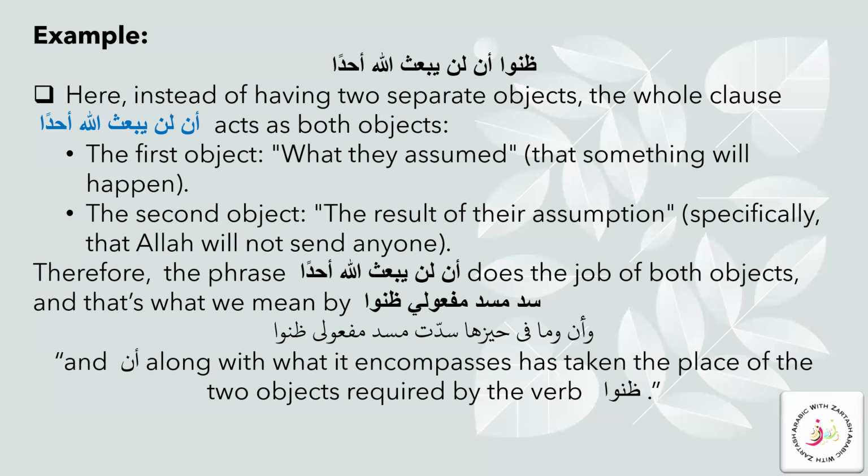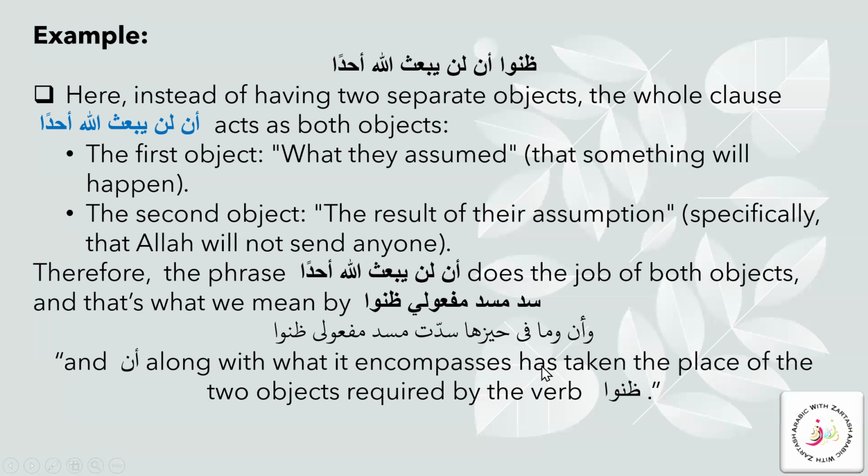We call it maf'ulain, and because these two maf'uls belong to zannu, that is why zannu is added here: sadda masadda maf'ulai zannu. And here, anna along with what it encompasses has taken the place of the two objects required by the verb zannu. This is what you are going to write: وأن وما في حيزها سدت مسد مفعولي ظنوا.